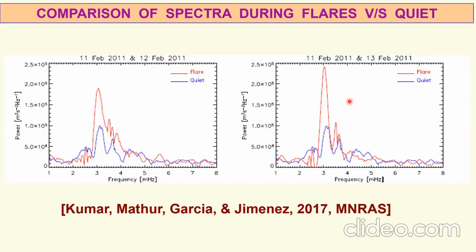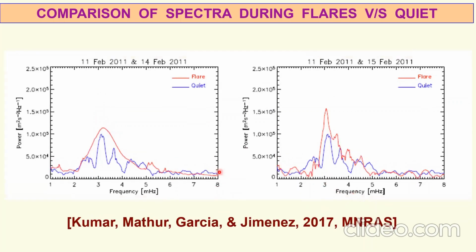And similar is the case for 11th and 13th February comparison. This blue is for the quiet day, and red is for the 13th February, where there were flares. One can see here this nice enhancement in the power on the flare day in the P mode regime, and also in this 3.3 to 4 millihertz regime. Here one peak is seen. So we can see that these are the power spectra for the global modes on the flare day, and how these are significantly enhanced with respect to the quiet day.